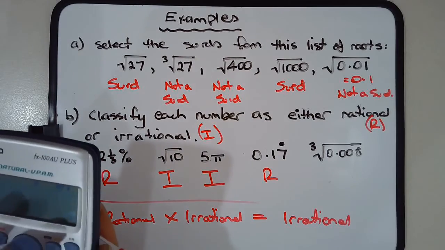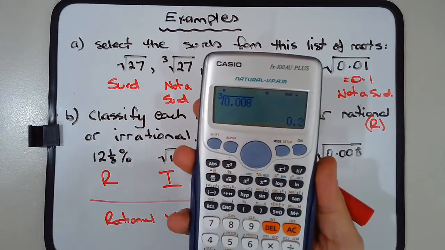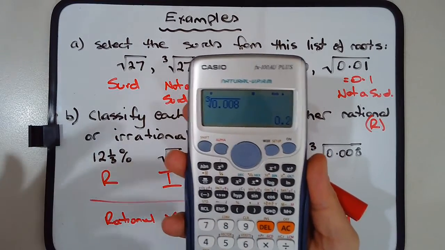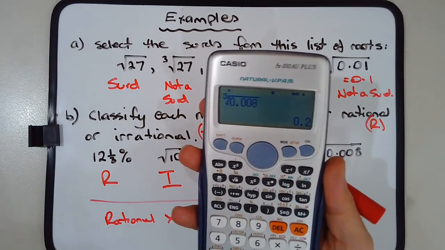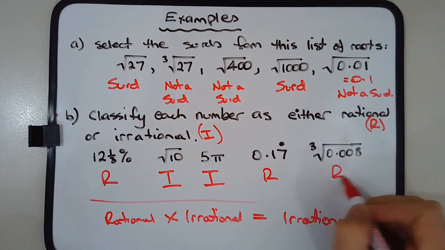What about the cube root of 0.008? Okay, so 0.008. In fact, you get 0.2, and in fact that makes sense because 0.2 times 0.2 times 0.2 is 0.008. So this one is another rational number.